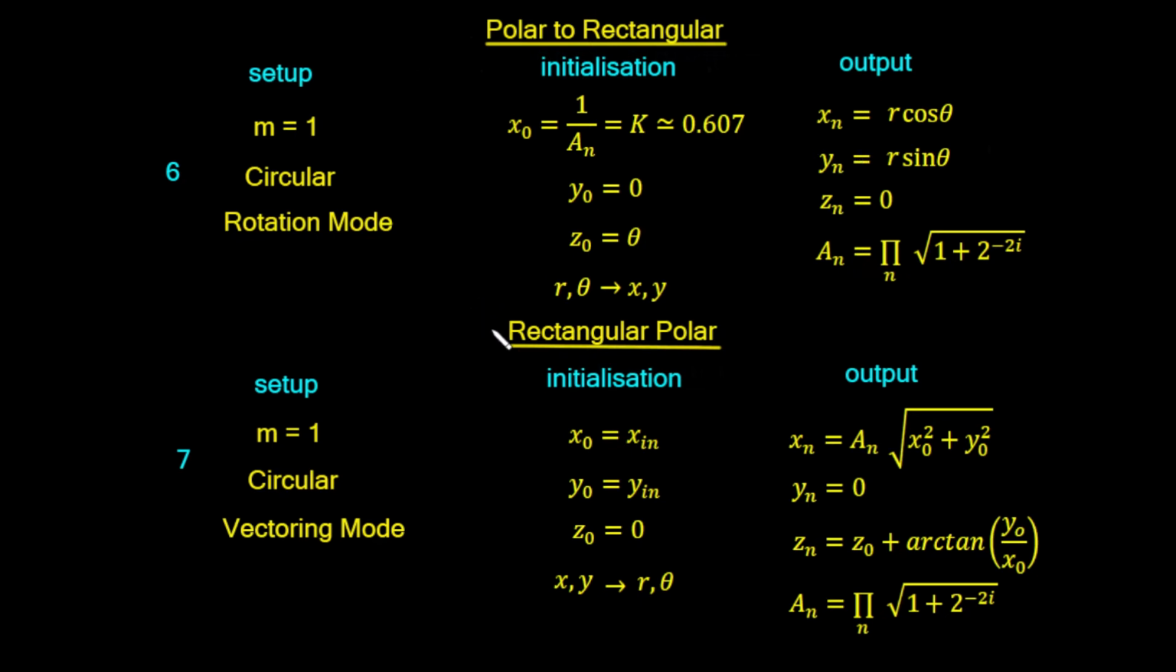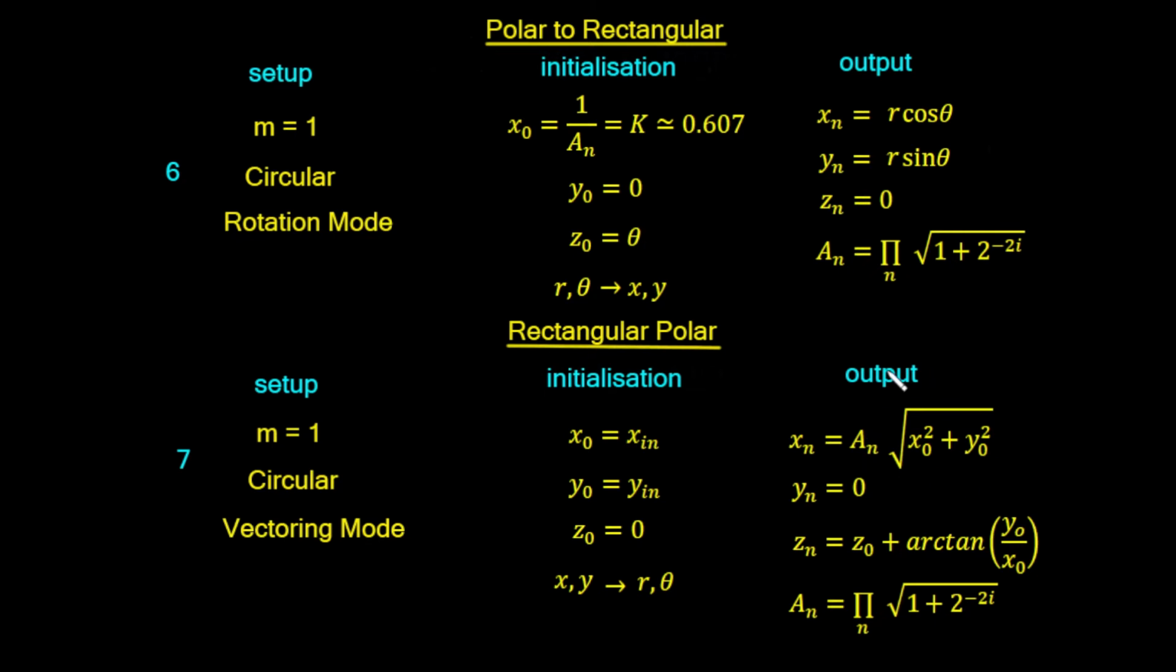Now similarly with the rectangular to polar, our setup is m equals 1, so we're in circular, but this time we're using vectoring mode. The inputs are x in and y in, so we start off with the rectangular components x and y, and we're heading over to the polar coordinates r and theta, such that the output xn is going to give us the root of x0 squared plus y0 squared times this An.